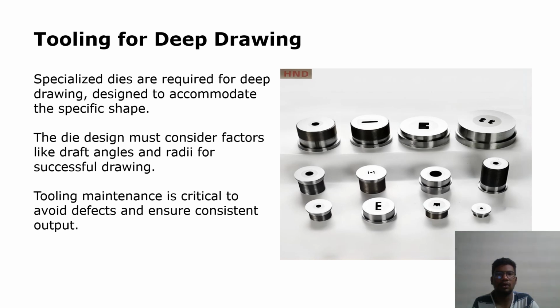Tooling for deep drawing. Specialized dies are required for deep drawing, designed to accommodate specific shapes. The die design must consider factors like draft angle and radii for successful drawing. Tool maintenance is crucial for avoiding difficulties and ensuring consistency and output of the material.